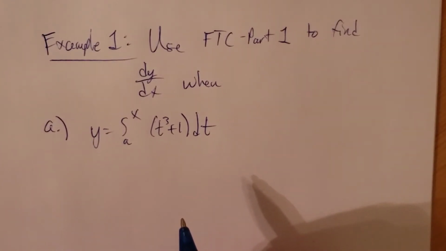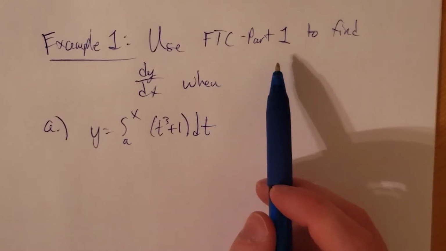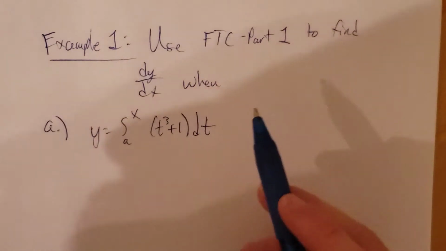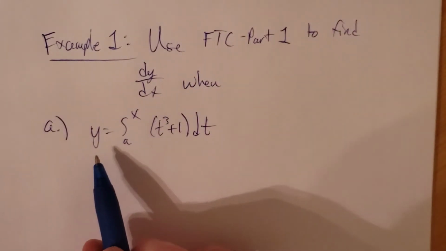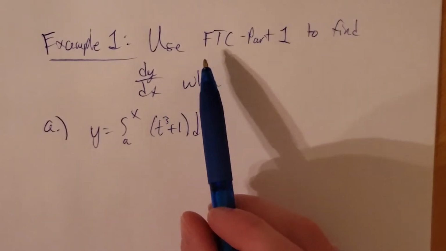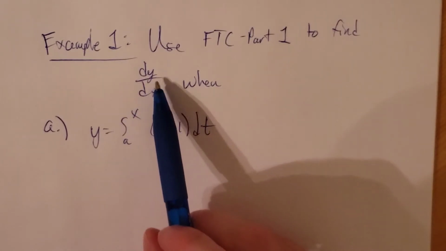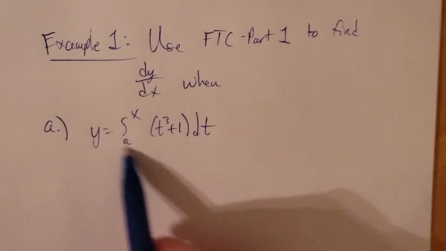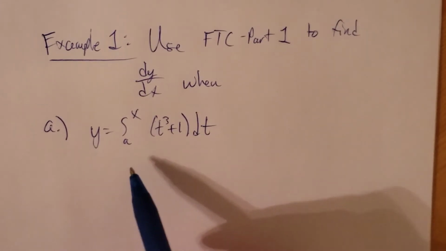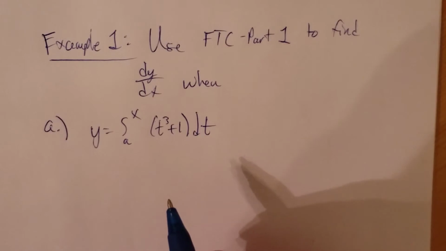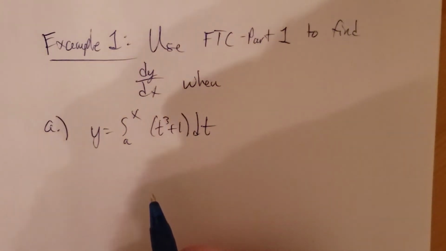In this video, we're going to take a look at some examples using the fundamental theorem of calculus part 1. So the first example we're going to do is we're going to use the fundamental theorem of calculus part 1 to find dy dx, so the derivative of y, when y is equal to this, which is our integral function from a to x of t cubed plus 1 dt.